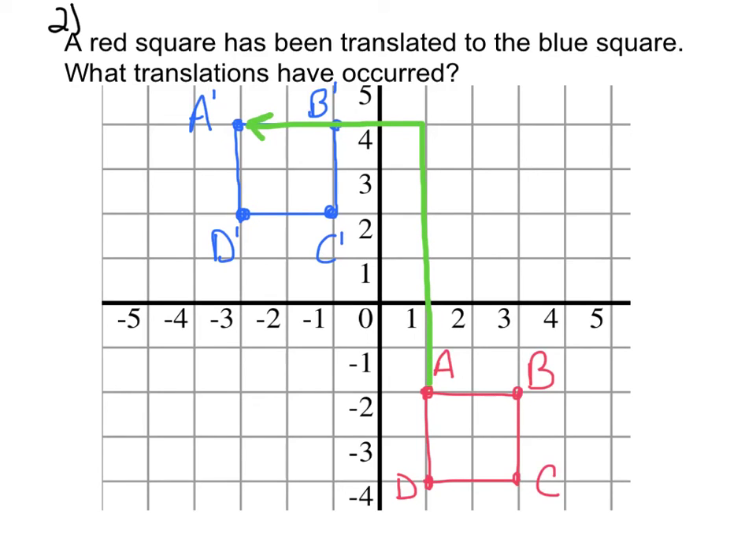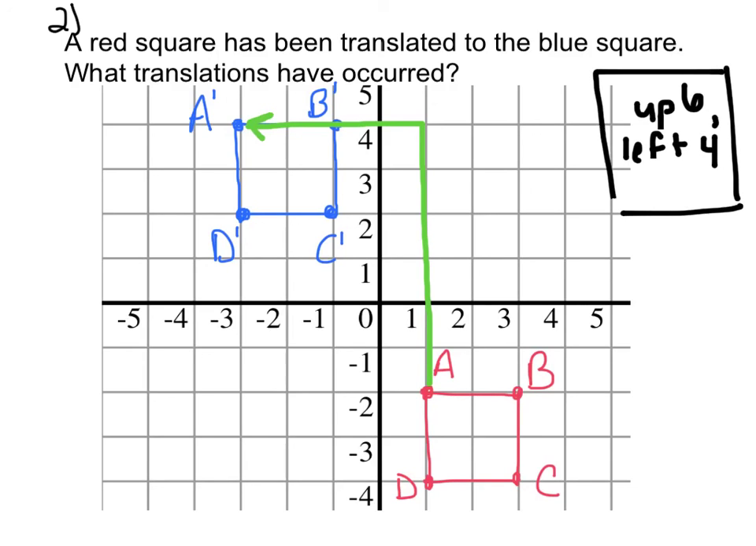I could go up how many units? Well, we have 1, 2, 3, 4, 5, 6, up 6 units. And then 1, 2, 3, 4. Now don't say over. You can't say over 4 units. Over doesn't mean anything. It's right or left. So we go up 1, 2, 3, 4, 5, 6 units, and to the left, 1, 2, 3, 4. We go left 4.